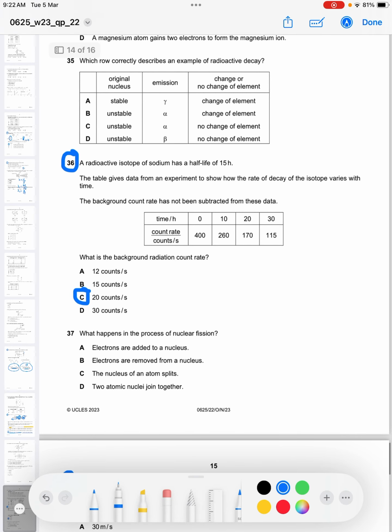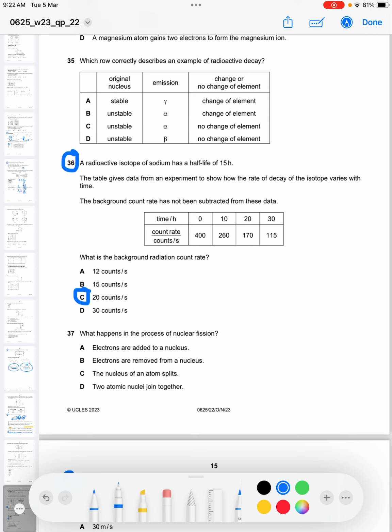Number 36 says, a radioactive isotope of sodium has a half-life of 15 hours. The table gives data from an experiment to show how the rate of decay of the isotope varies with time. The background count rate has not been subtracted from this data, so this data includes the background count rate. So the question asked, what is the background count rate?